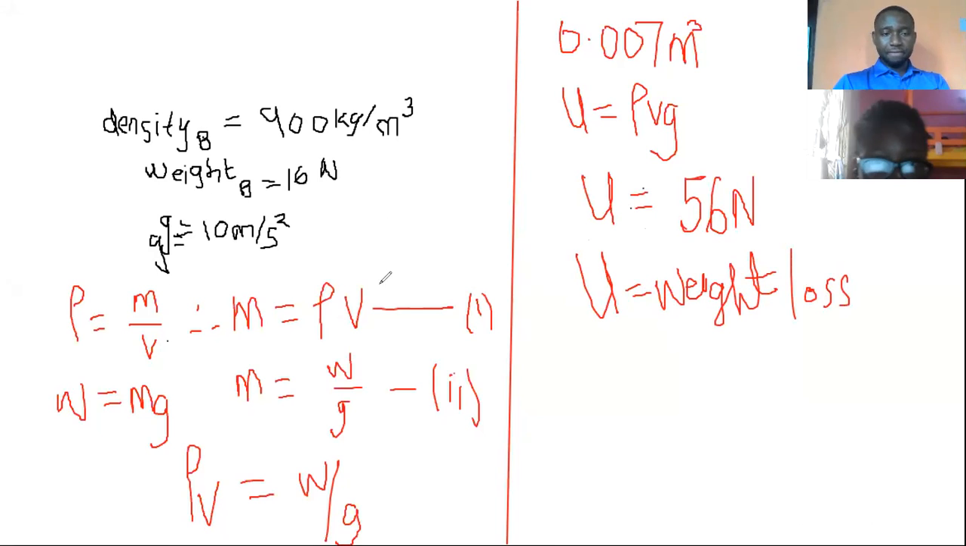Now, from the question, if it weighs 60 Newton in air, and the upthrust of the liquid is 56, what they asked us is to find the weight of the body. How do you think we will get the weight of the body when it is completely immersed in the paraffin wax of density?